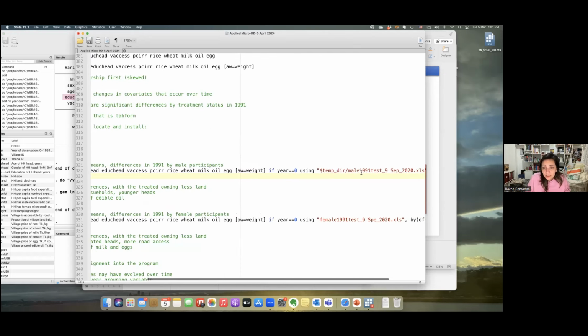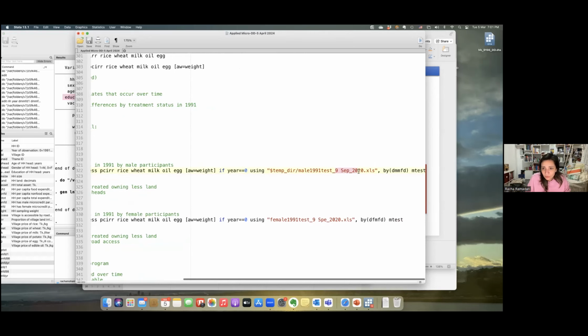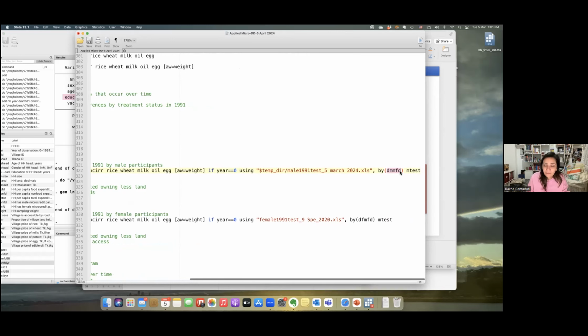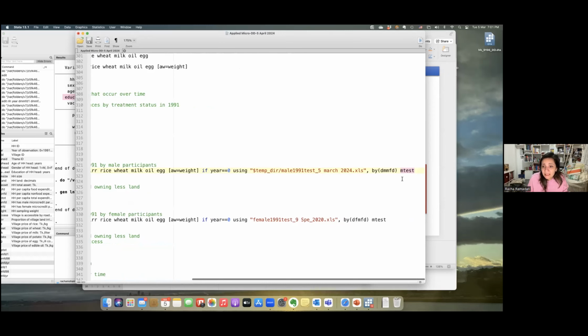And let's change the date to have the date of today, so we are at 5 March 2024. And I will use the treatment variable, which equals 1 if I have a male beneficiary and equals 0 if I don't have a beneficiary. And I add the option M test, which means that I want to add a t-statistic for the comparison between the means of the different variables.